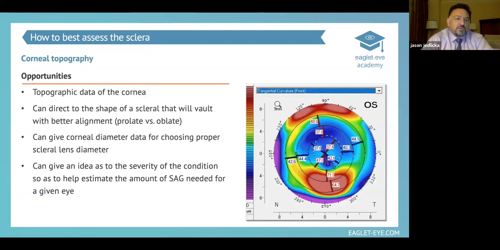Again, as mentioned earlier, how does corneal topography help us? Well, it certainly can help us get corneal data, and so it will help us to understand, do I need a prolate or oblate shaped geometry in order to get a better, more even alignment or vault to the cornea? It can also give us corneal diameter data to help us pick a proper scleral diameter that we ensure will land past the limbus. And again, the severity of the condition. If we have a very steep cone versus a mild cone, that's going to give us a little bit of SAG data, at least in terms of making our best guess at an initial diagnostic lens.